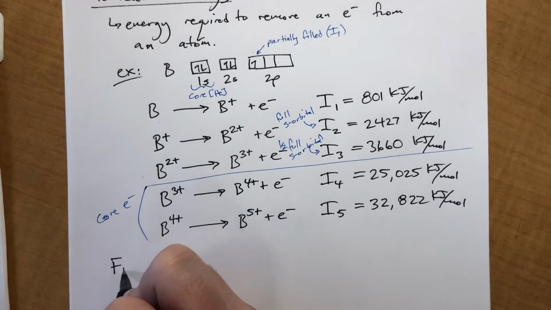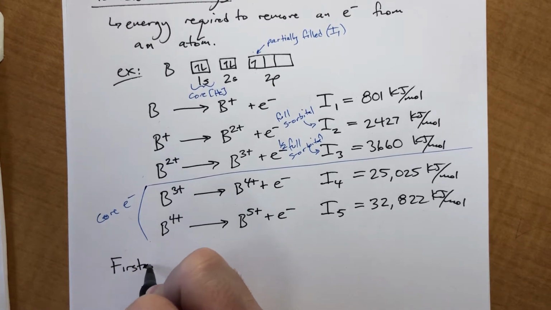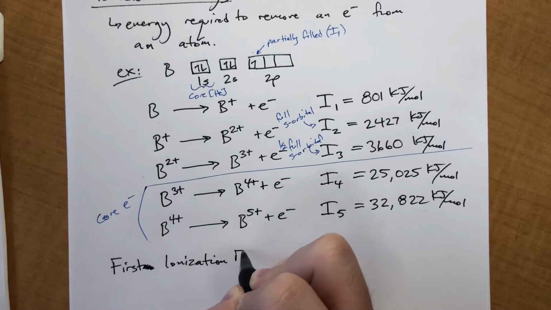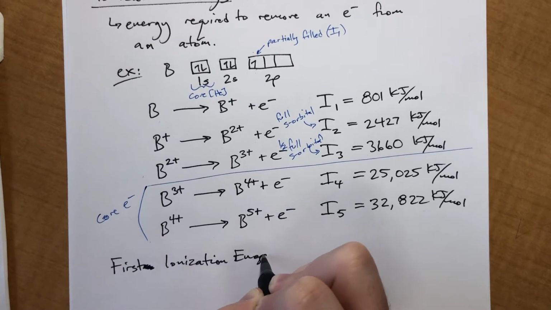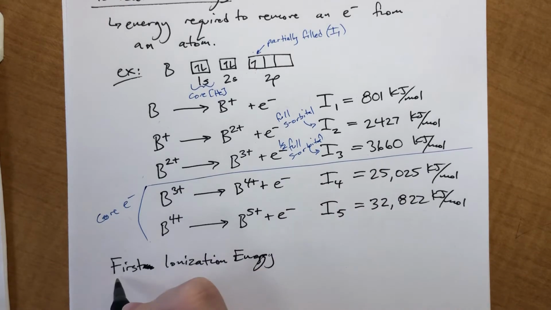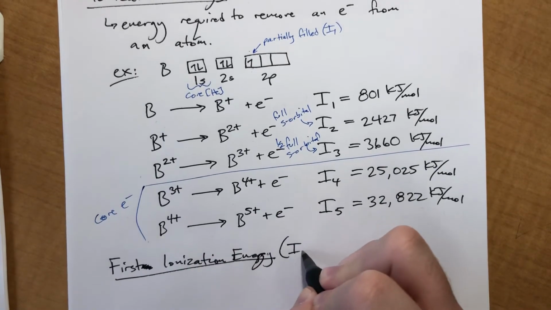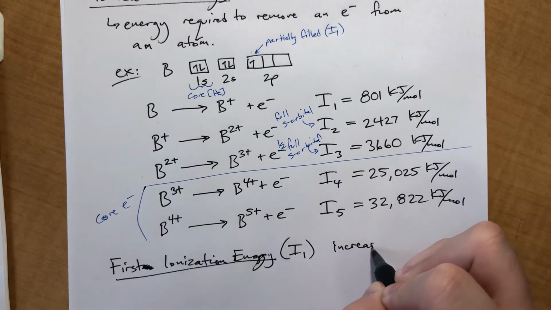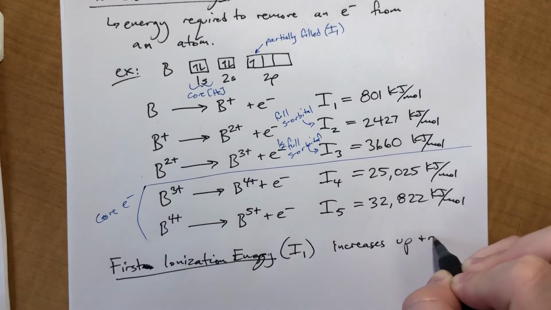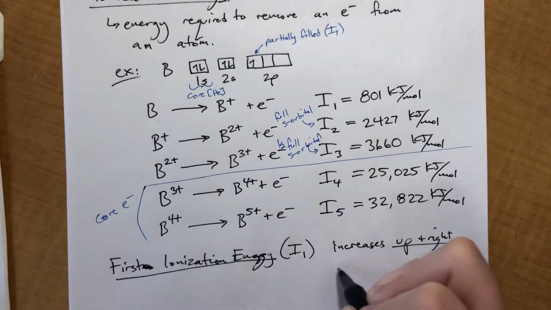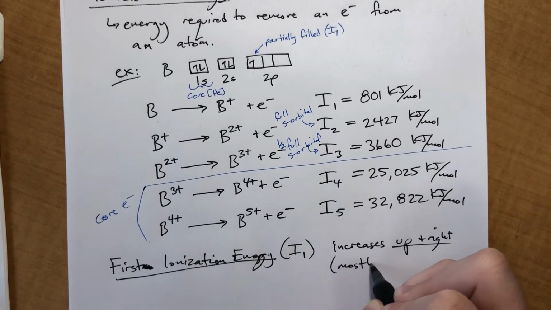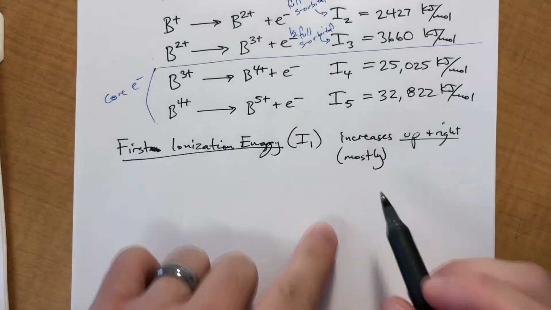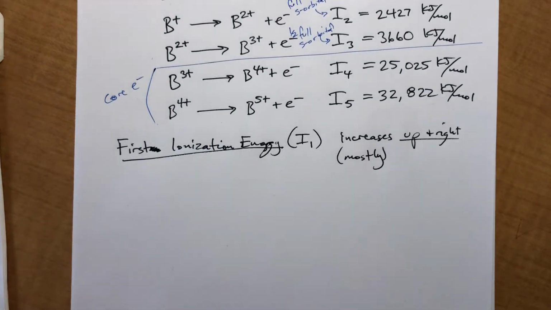So let's go with first ionization energy. First ionization energy, I1 basically, increases up and right on the periodic table, mostly. We're going to find that there are weird little exceptions and hiccups to the rules on these ones, but that's okay. We'll figure it out. Okay?